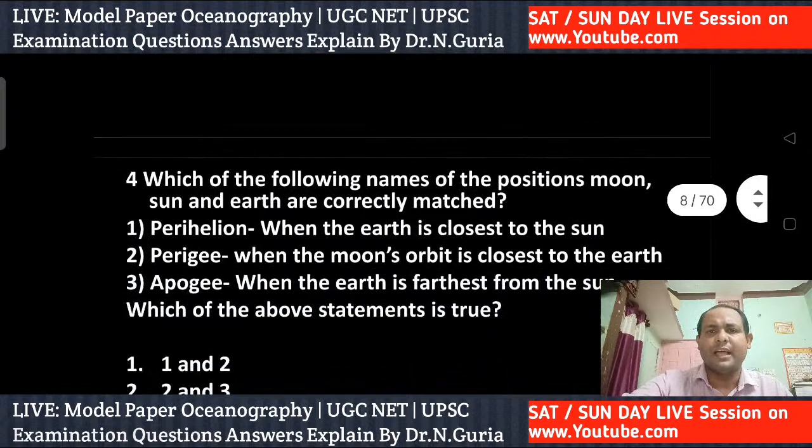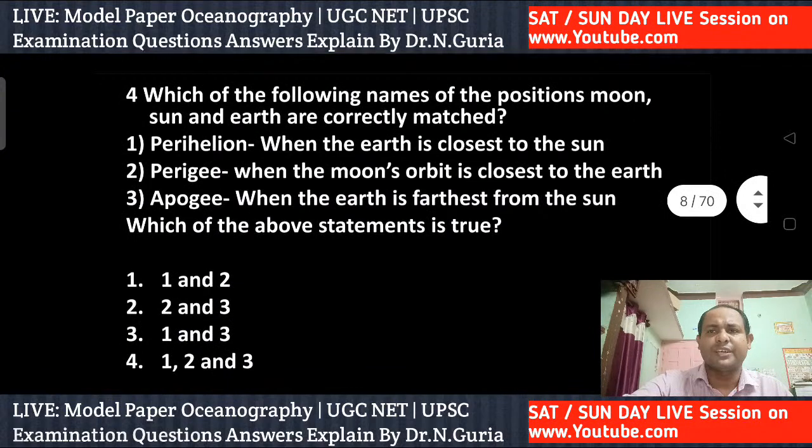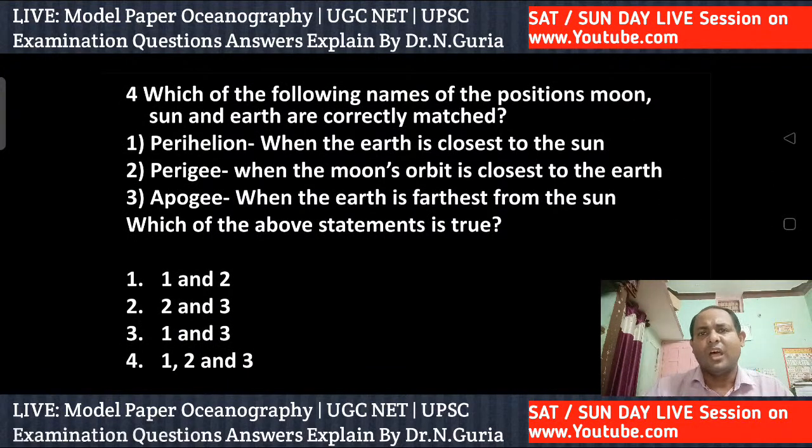Next, another very interesting question for you. It is question number 4. Which of the following names of the positions of moon, sun and earth are correctly matched? Perihelion is when the earth is close to the sun, perigee is when the moon's orbit is close to the earth, and apogee is basically when the earth is furthest from the sun.